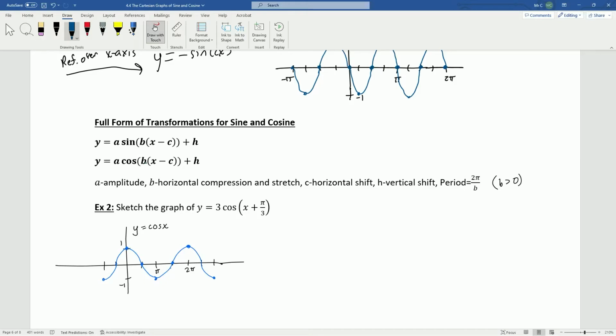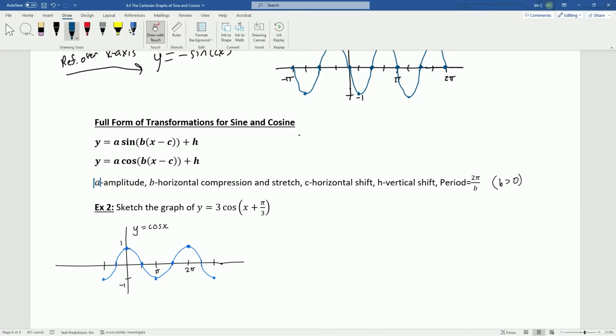Okay, so here, what do we get? A is our amplitude, assuming it's positive. I really should say the absolute value of A is the amplitude. B is the horizontal compression and stretch, right? So you get the period of 2 pi over B. Your compression or stretch will be the factor 1 over B. And C is your horizontal shift. That dictates the horizontal shift.